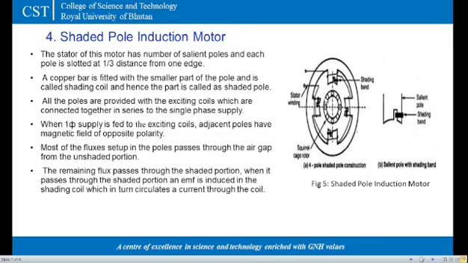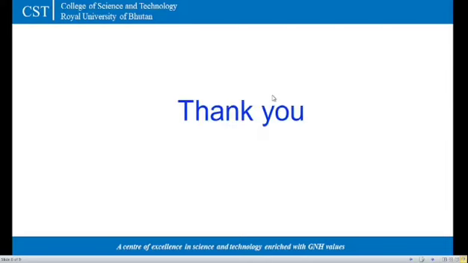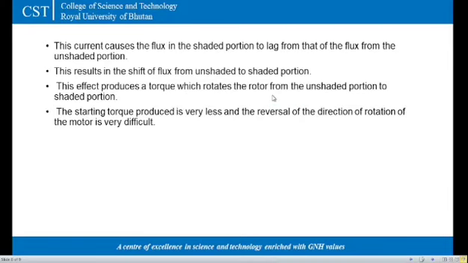When it passes through the shaded portion, an EMF is induced in the shading coil, which in turn circulates a current through the coil. This current causes the flux in the shaded portion to lag that of the flux from the unshaded portion. This results in the shift of the flux from the unshaded to the shaded portion. This effect produces a torque which rotates the rotor from the unshaded portion to the shaded portion. The starting torque produced is very low, and reversal of the direction of rotation of the motor is very difficult. Thank you.